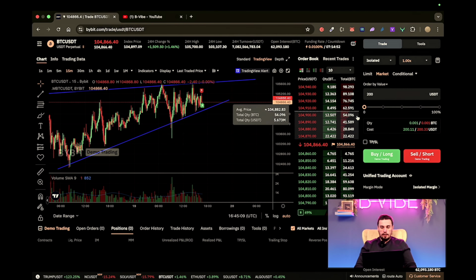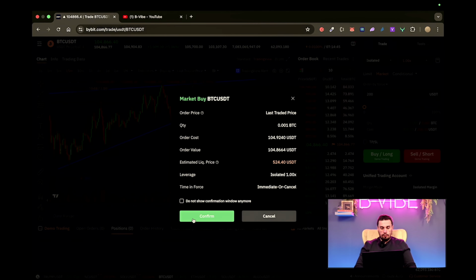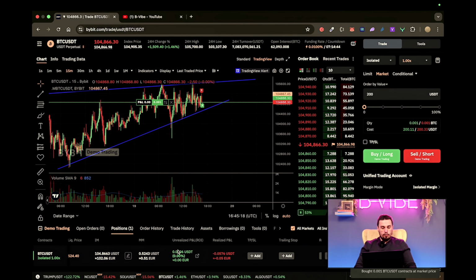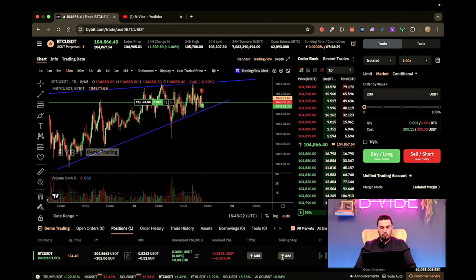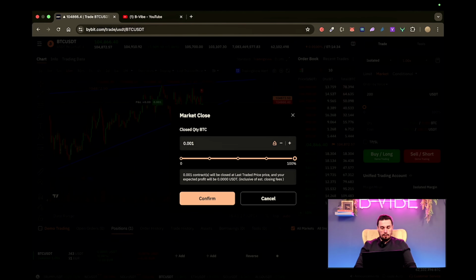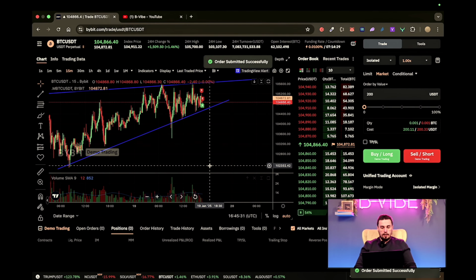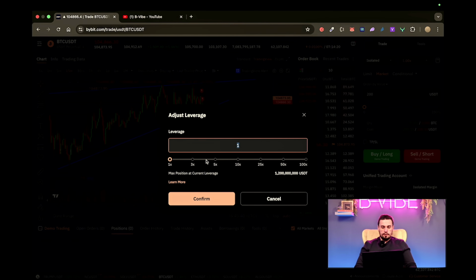The same thing applies if you're doing a long trade: you can put in the value, buy long, confirm, and then you are trading long with no leverage. And you can go out with a limit order or a market order. I'll say close the order with the market order, confirm, and I automatically get out. Now, if you want to make things a little bit spicy, then you will enter the trade with more leverage.